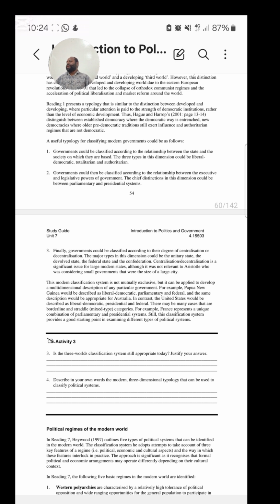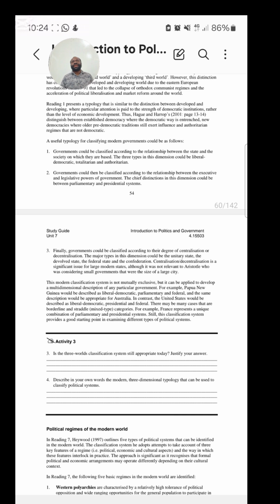So Hansen and Harab's view also holds that same dimension as Aristotle's classical classification of who rules and who benefits. But here, he looks at it at the state level and the society level. In our country, we have at the state level the government, and at the society level the citizens. The three types in this dimension can be liberal democratic, totalitarian, and authoritarian.